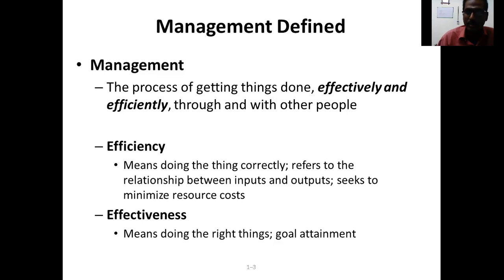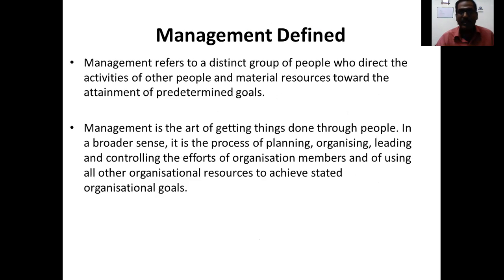Efficiency means doing things correctly, putting in the right inputs and getting the correct or expected output. This we are doing in a cost effective manner. Effectiveness means doing the right things and achieving the organizational goal. Now we have seen a common definition of management, with efficiency and effectiveness. Then the other definitions, and more elaborately we see what is the definition of management.